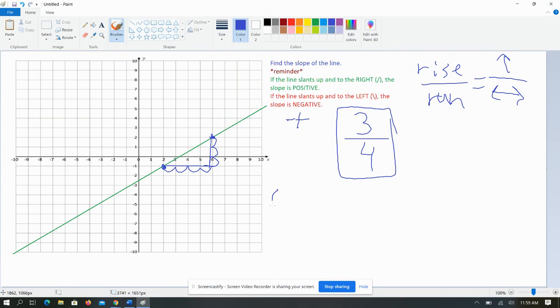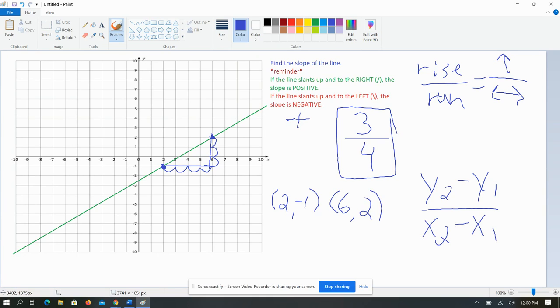If you're not sure, you can't tell, you can always test it by using your ordered pairs. All right, so I'm going to look at my ordered pairs. My first one, the one that was right here, I've got 2 for my x, and I've got a -1 for my y. My second point, going up that line, it's at 6 for my x, and it's at 2 for my y. So now I can go ahead and go back to my slope formula just to check that I did everything right. So I had my y2 minus my y1. I have my x2 minus my x1.